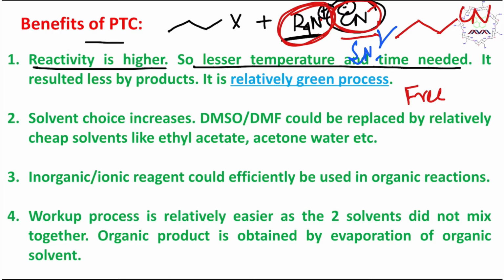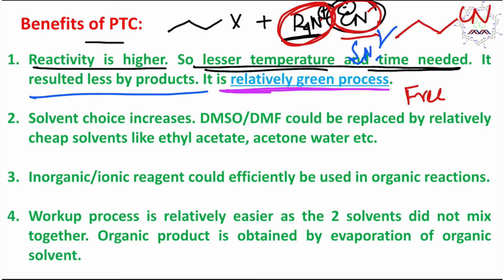That's why at lesser temperature or shorter time, you can get complete conversion, and in this way the amount of byproduct obtained is also less, so the product is relatively more pure. So that's why you can conclude that this is a relatively green process and industry likes it. That is the main reason why PTC is used extensively.